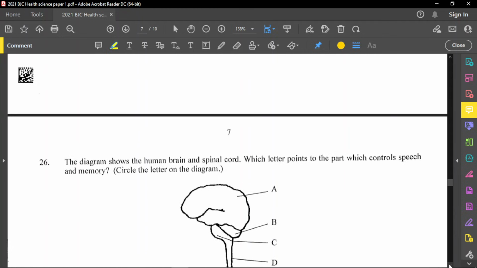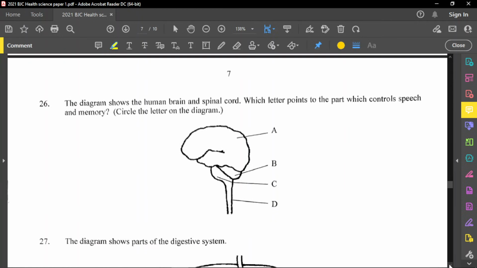All right. Question number 26. In question number 26, it said the diagram shows the human brain and spinal cord. Which letter points to the part which controls speech and memory? All right. So like what you're trying to study right now, the part which is actually functioning, the most active part right now for you to try to remember stuff, is the largest part of your brain, and that is called the cerebrum. All right. So this is the answer right here.